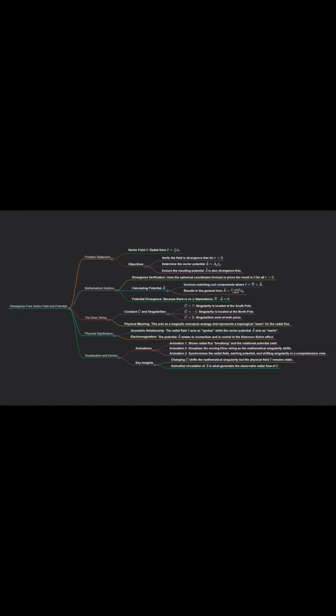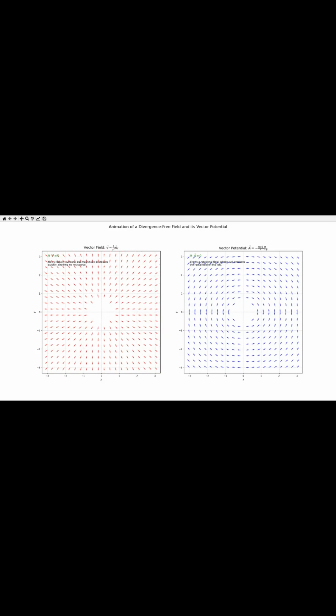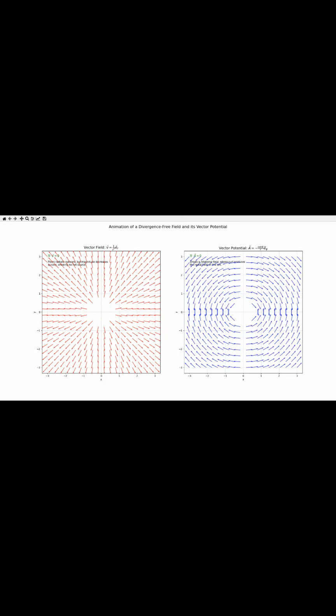The Invisible Vortex. How a swirling potential generates a straight-line flow. The core of this problem explores a fascinating relationship between two different types of movement: an outward-pushing flow and a hidden, circling rotation. The observable part of this system is a radial field that looks like spokes on a wheel, radiating in every direction from a single point.